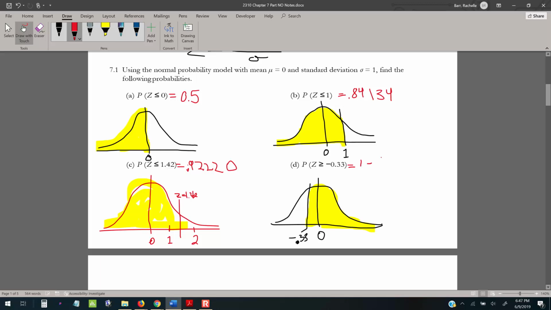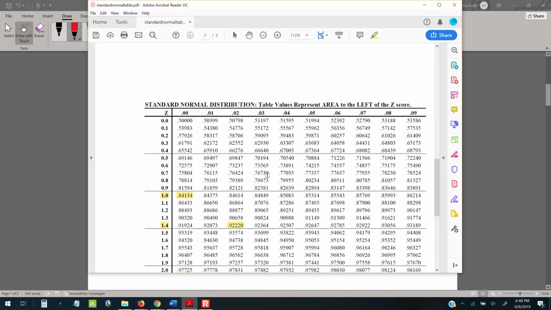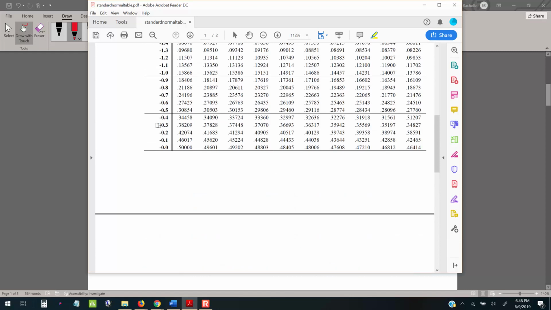I'm going to do 1 minus the probability that z is less than or equal to negative 0.33, because negative 0.33 I can look up on the table. So this is going to be 1 minus, and now I need the table. Let's see, I need to scroll up to the negative side. So I want negative 0.3, so I'm in this row. And remember, the first entry is 0. That's the thing you've got to watch out for. So 0, 1, 2, 3. I'm writing this one down so I don't write the wrong one.